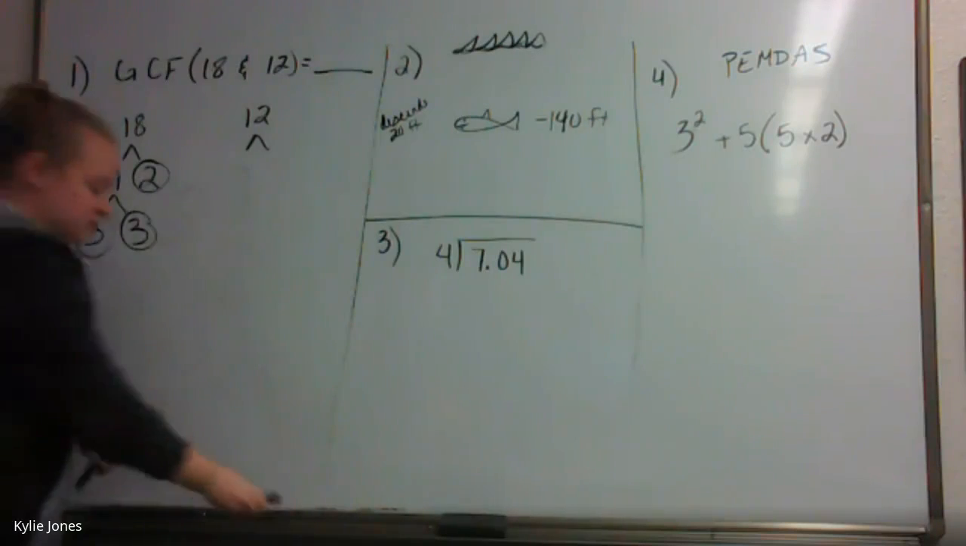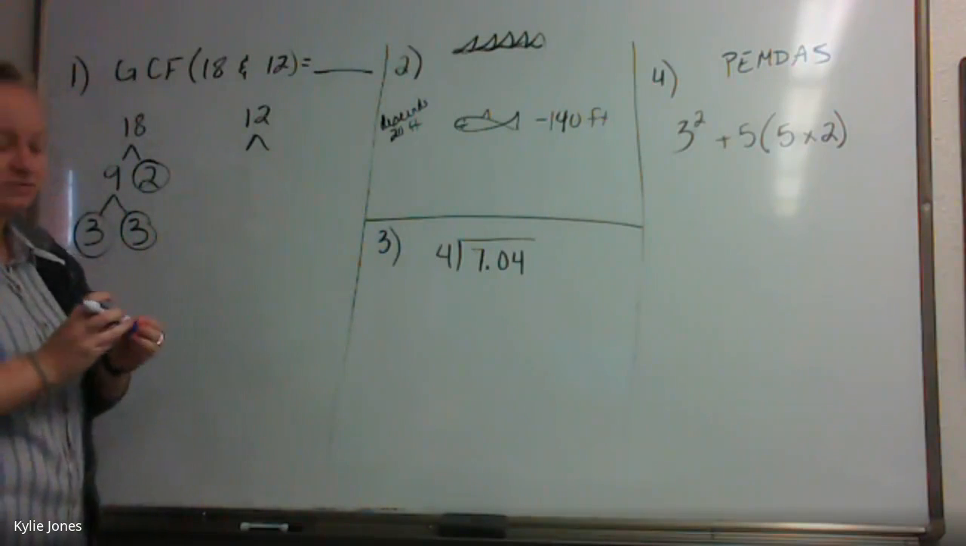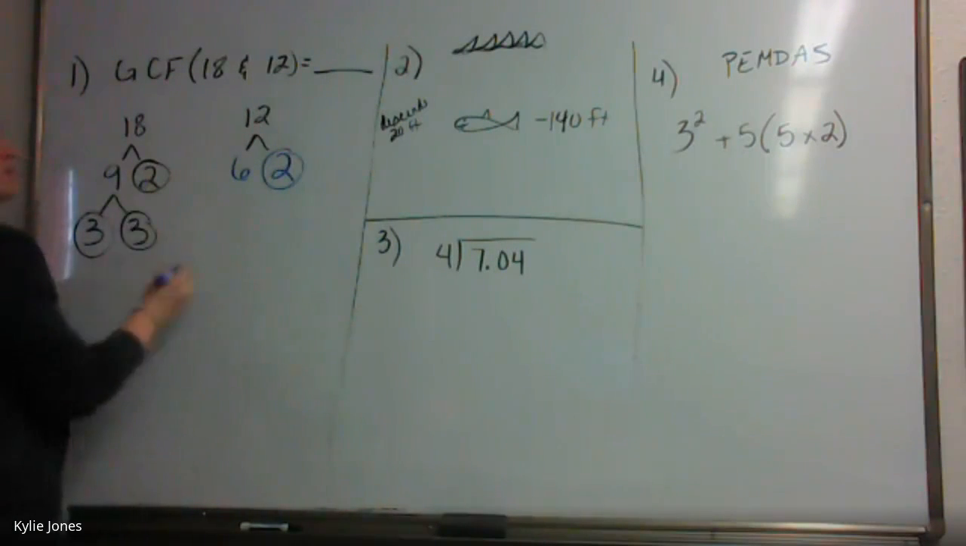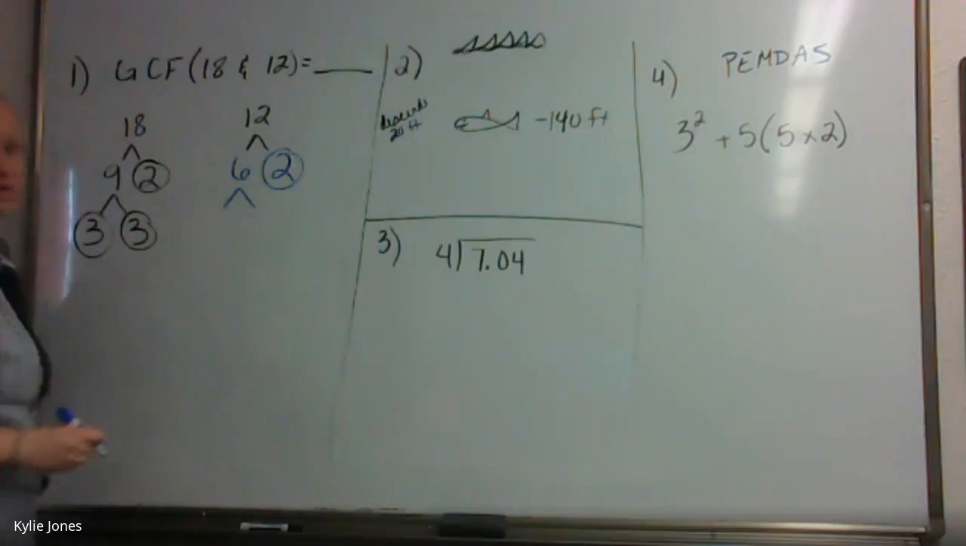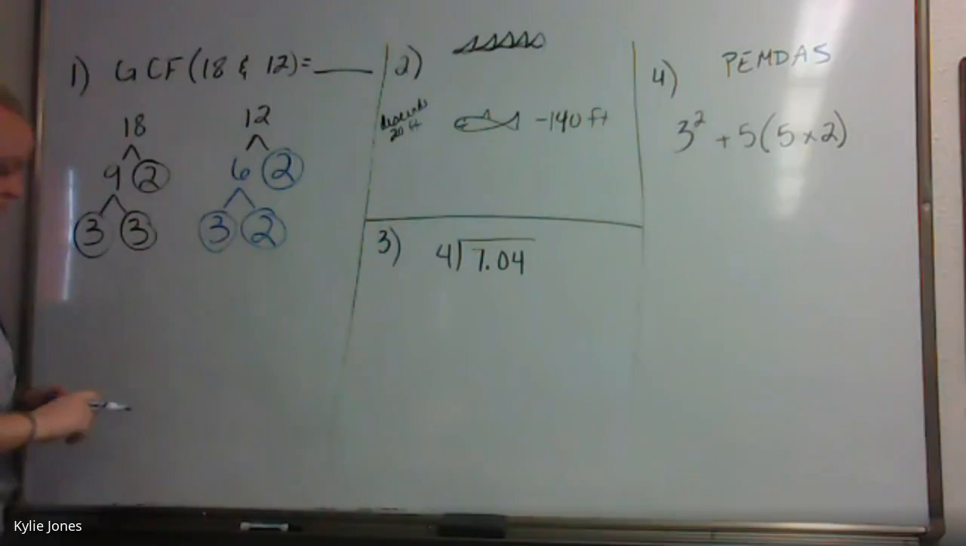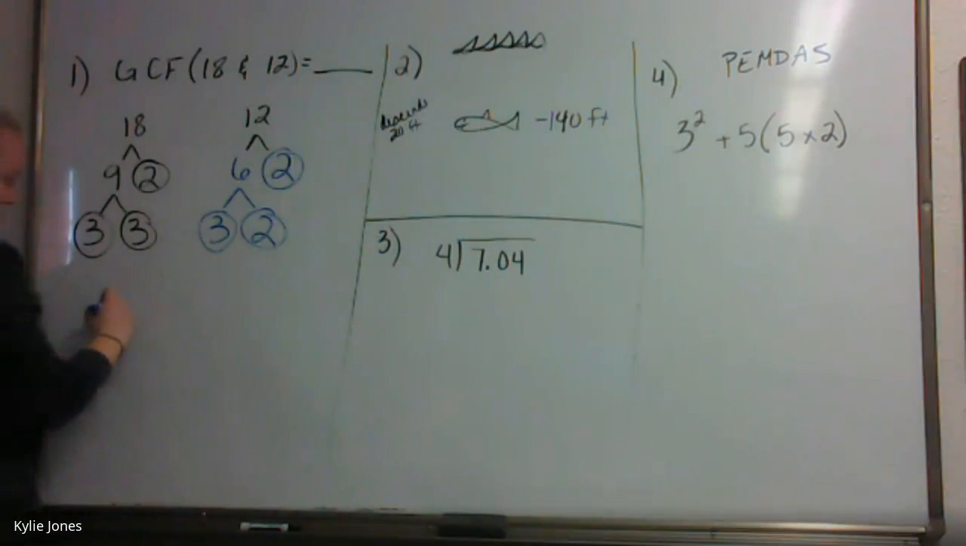Now we need to look at our number 12. What numbers multiply to 12? 6 and 2. 6 times 2. And we know that 2 is prime. We already circled that one over here. What about 6? What multiplies to 6? 3 and 2. Circle those. Good. Now we need to do our GCF.